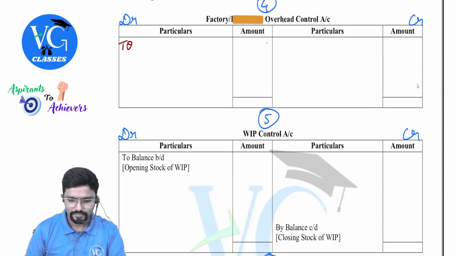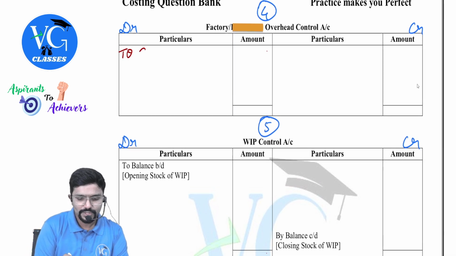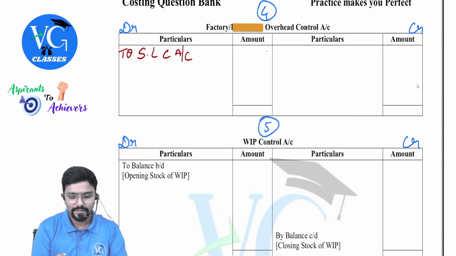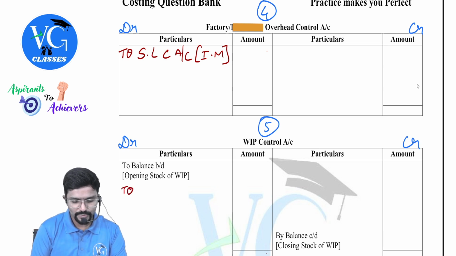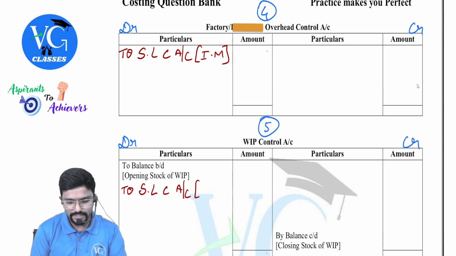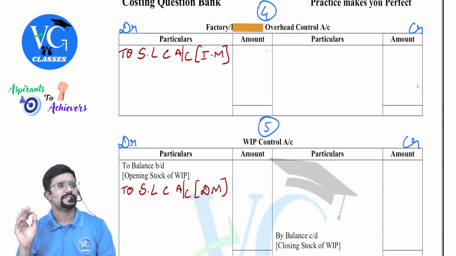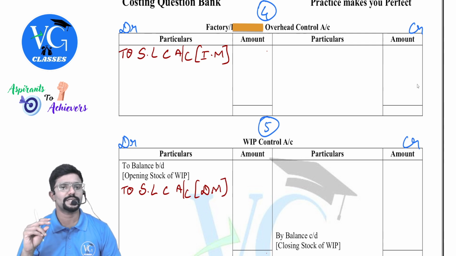To stores ledger control account. Indirect material. Sorry, that is indirect material. Even WIP you receive. To stores ledger control account. This is direct material. So we have posted in all the necessary accounts.